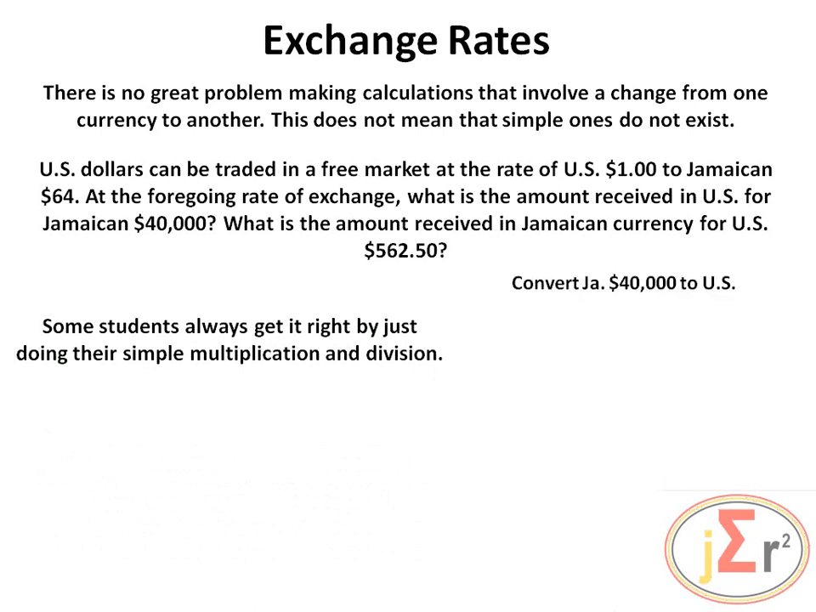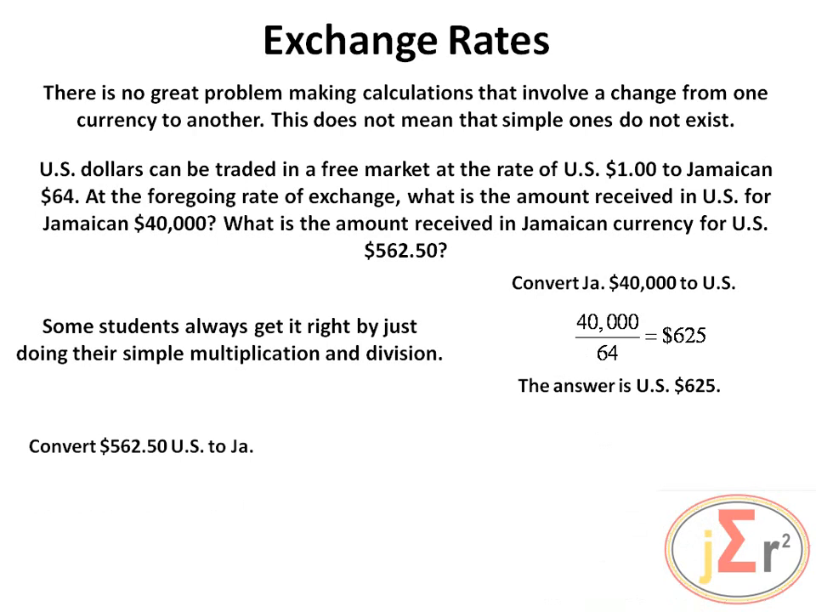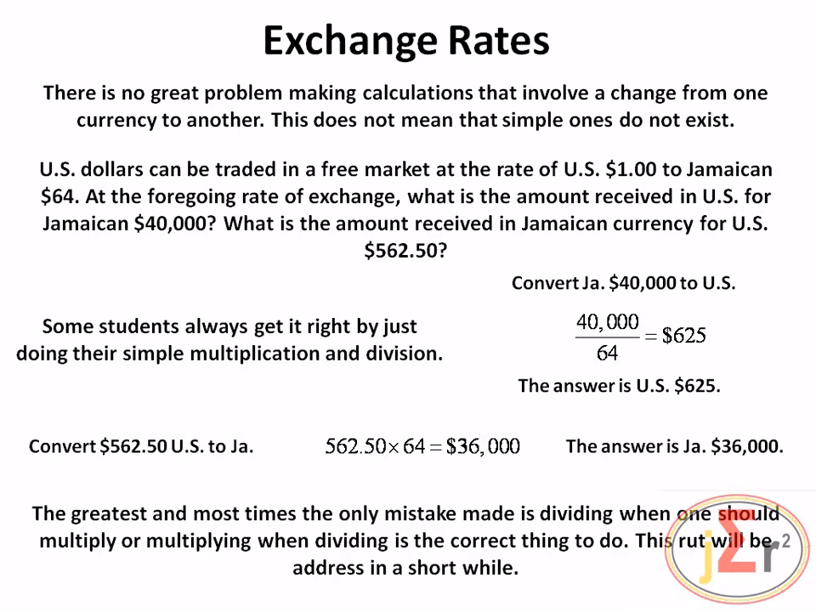Some students always get it right by just doing their simple multiplication and division. To convert Jamaican $40,000 to US, they just divide, and they get $625. So the answer is US $625. And of course, they may just say convert $562.50 US to Jamaican. They just multiply by 64, they get $36,000. So the answer is Jamaican $36,000. Most times, the only mistake made is dividing when one should multiply, or multiplying when dividing is the correct thing to do. This rut will be addressed in a short while.